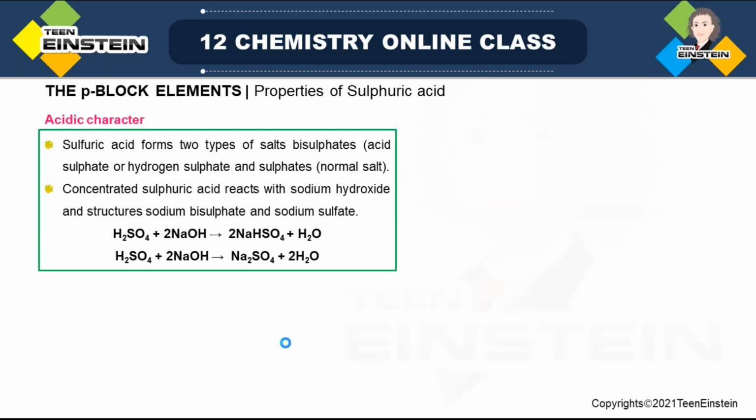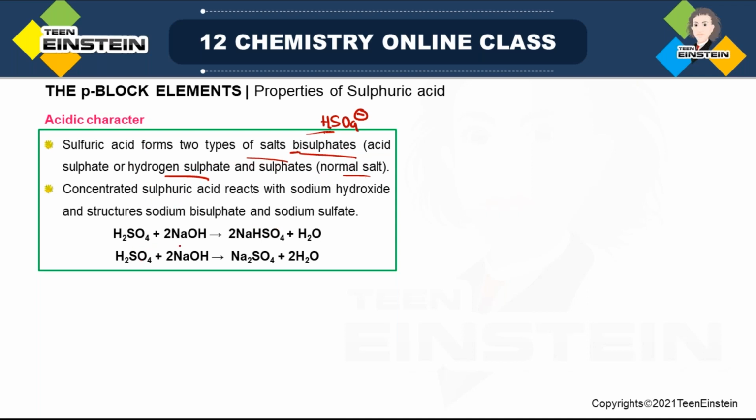Based on its acidic character, let's see some reactions. Sulfuric acid forms 2 types of salt. Obviously, it will do so because 2 replaceable hydrogens are there. When it forms compounds by the removal of the first hydrogen, the compounds are called bisulfate, because this type of anion you will get, and the term bi is used because of this hydrogen. You can also call it acid sulfate or hydrogen sulfate. All these are the same thing.